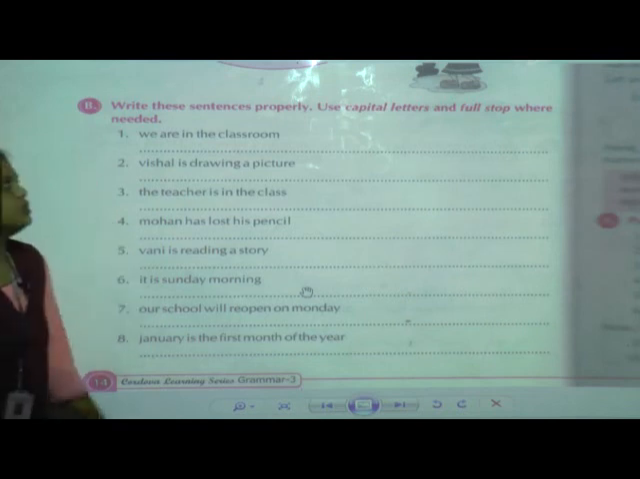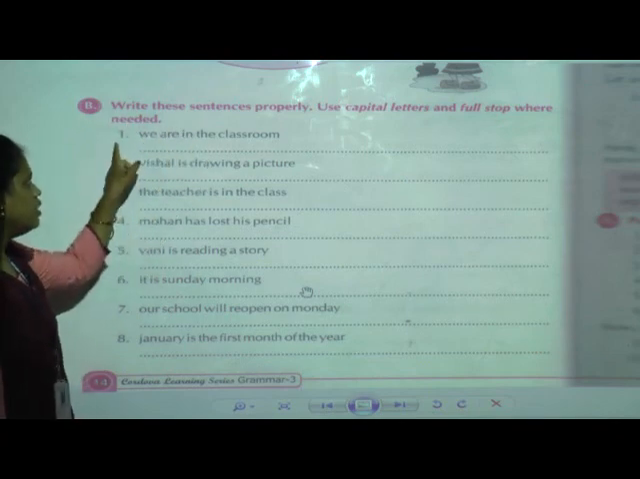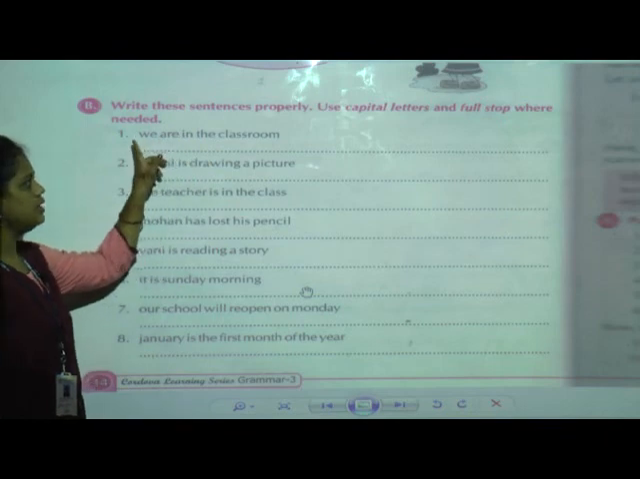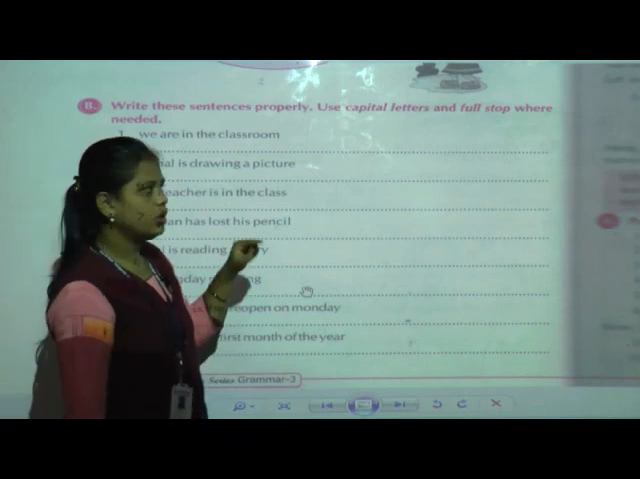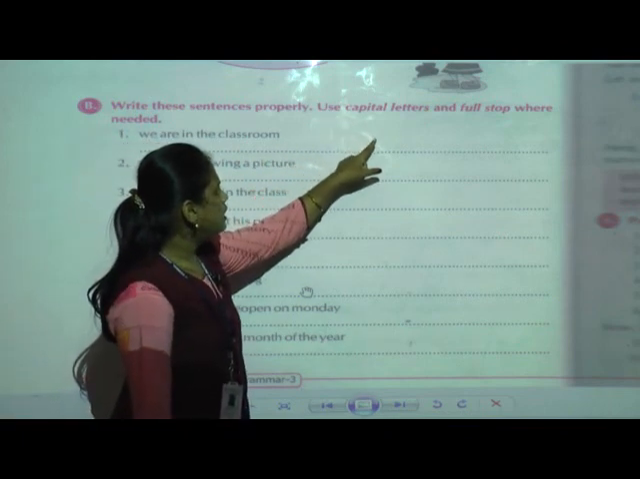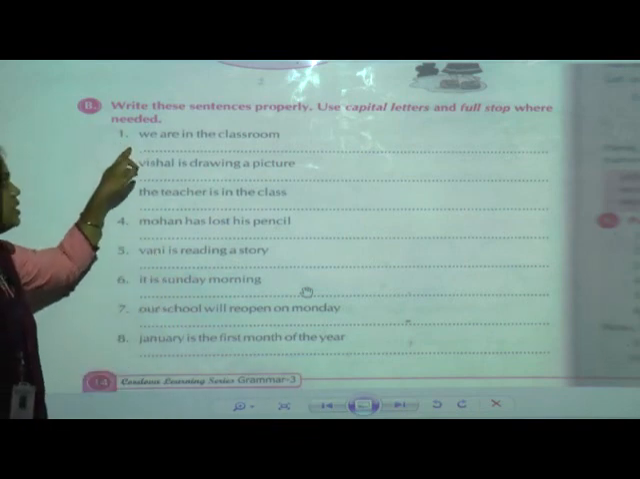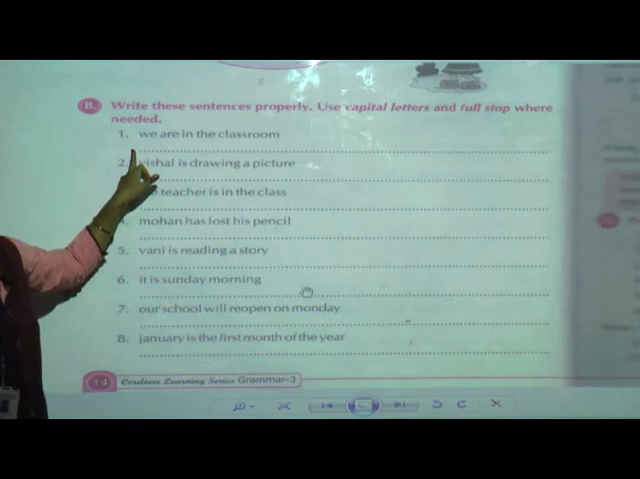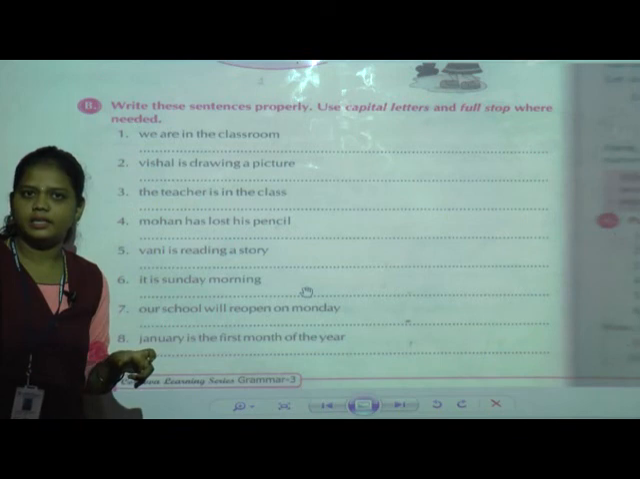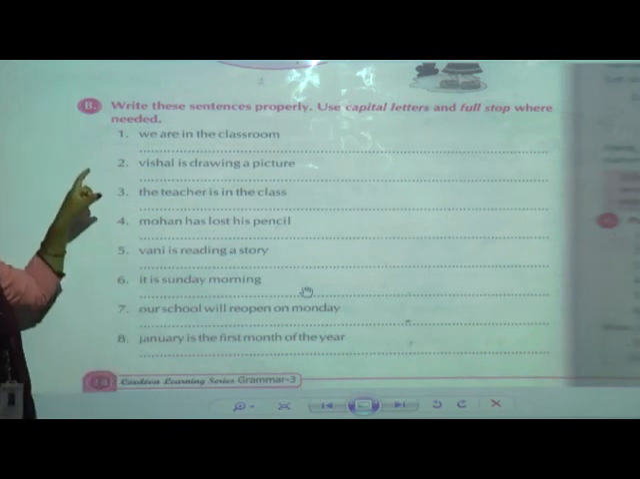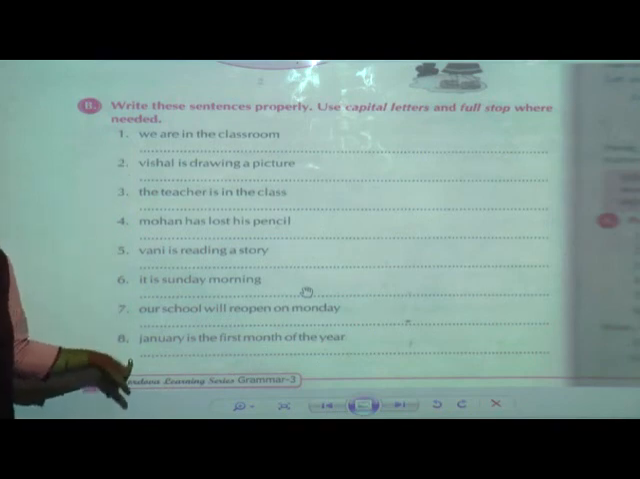Okay. Now what is the question given, we have to see. Write these sentences properly. Here you can see the sentences are given. Next it is given, use capital letters and full stop where needed. While forming the sentence we have to write it properly, and along with this we have to use capital letters and full stop where needed. Okay. So one by one we are going to start the examples.